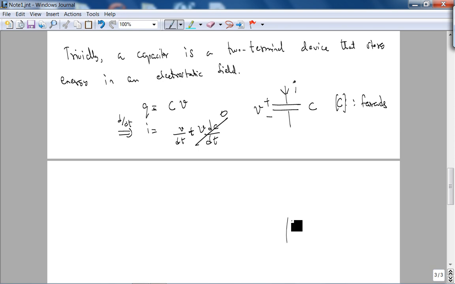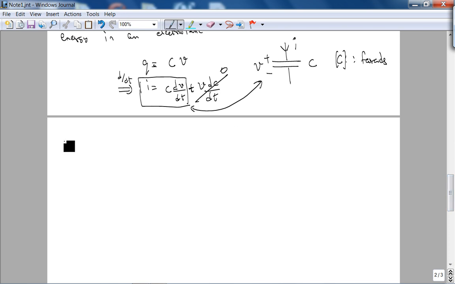So essentially, we get I is C dV/dt. Let me save this. And there is obviously a picture that goes with this equation. So here is I is C dV/dt, and the picture, the passive sign convention, is this. But what is the energy associated with the cap? That's the question we want.